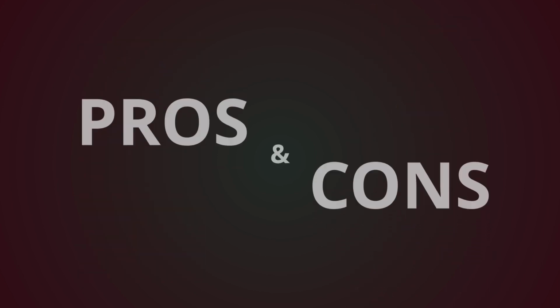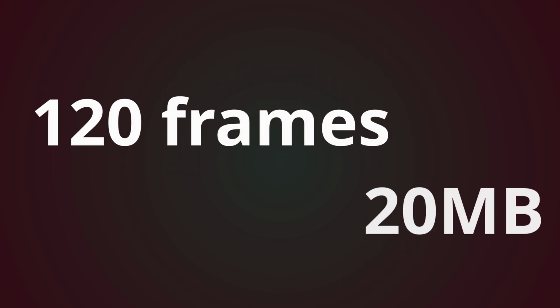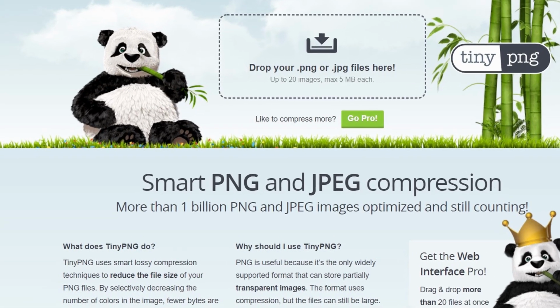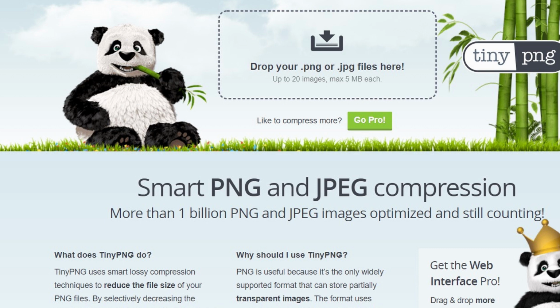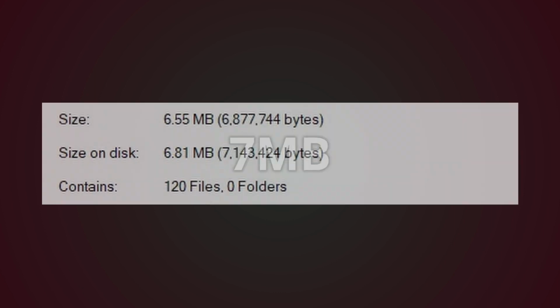Now it's time to inspect the usability of this workaround in real-life applications. I rendered the frames at the minimum resolution, which keeps the image quality sharp enough. 120 frames reach 20 megabytes. But I used a hilarious online tool called TinyPNG to optimize my images, and the total size reduced 70%. It just took 7 megabytes afterward.